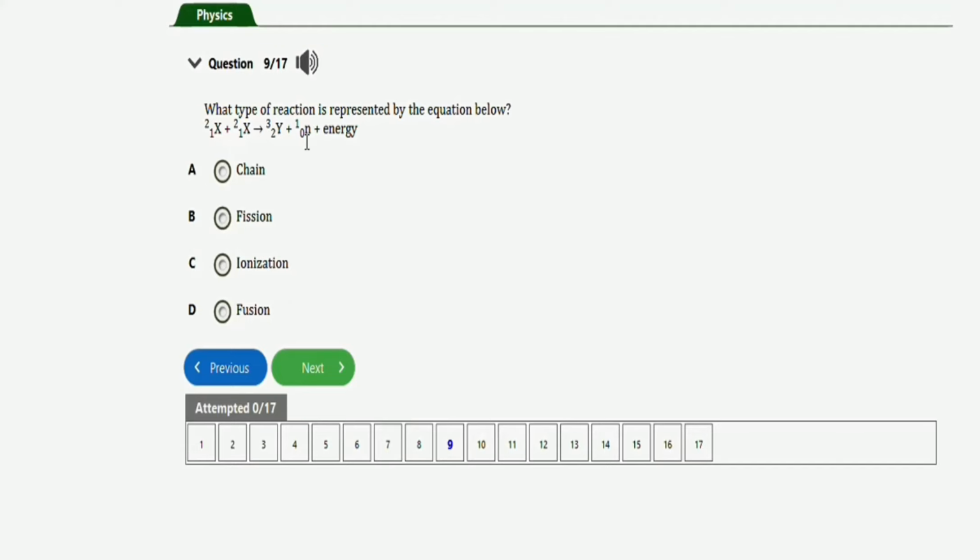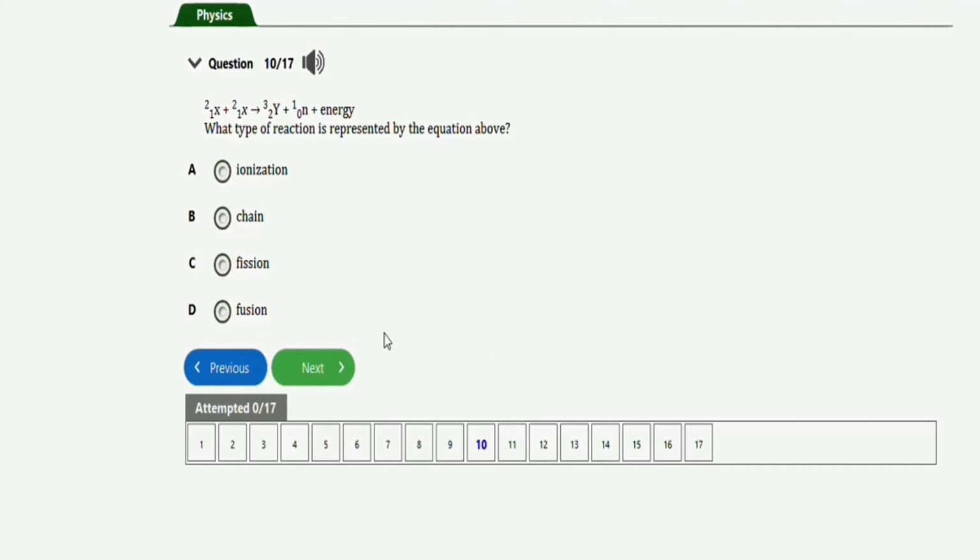So guys, once you are seeing this kind of equation and you are seeing it ending with this energy, just know that this is fusion reaction. Alright, so the right option to this question is option D, which is fusion. Okay, so next repeated question will be this one. It says what type of reaction is represented by the equation above? Still fusion. Okay, option D is the right answer.